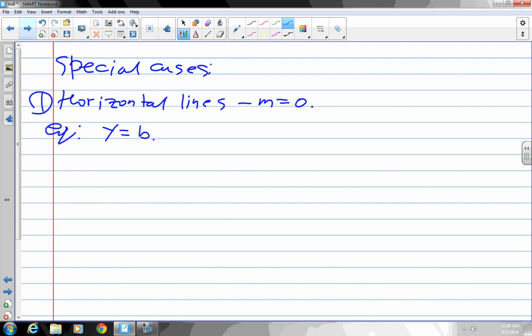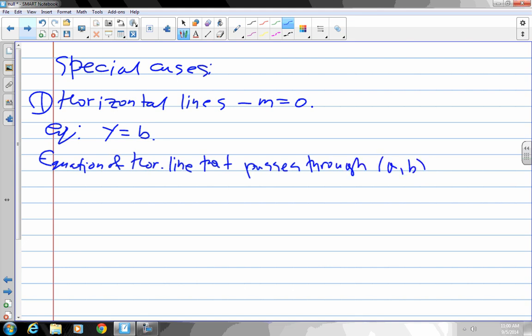So in other words, an equation of a horizontal line that passes through a point (a, b) is y equals b. So any point, whatever the y value is, that's y equals that y value.